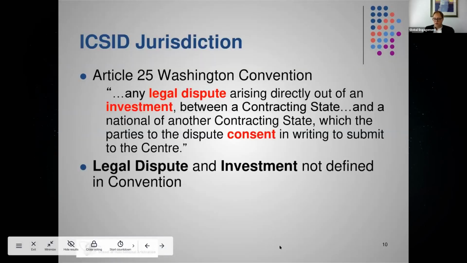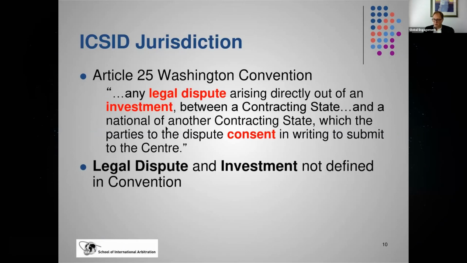So the ICSID jurisdiction operates on the basis of Article 25, and in our courses we'll be spending quite a bit of time discussing Article 25. Article 25 says that a tribunal under ICSID rules will have jurisdiction if the dispute relates to a legal dispute arising directly out of an investment between a contracting state and a national of another contracting state, which the parties to the dispute consent in writing to submit to the center. And I have highlighted these few words in red because although we have an element of the definition of the legal dispute arising directly out of an investment, the investor has to be from a contracting state, the host state has to be a contracting state, and you have to have consent in writing.